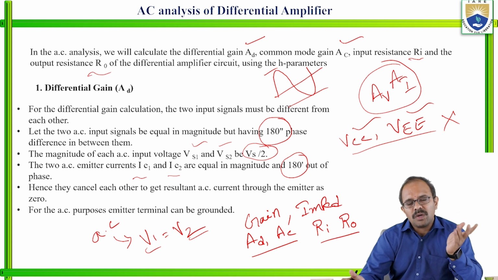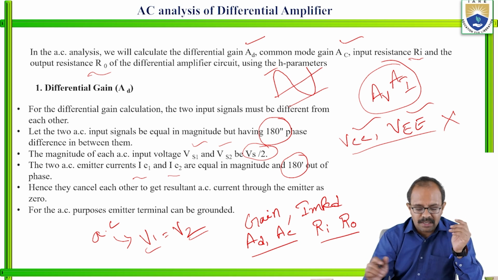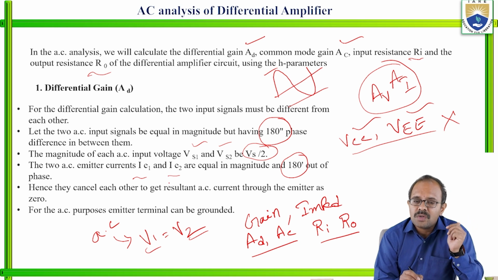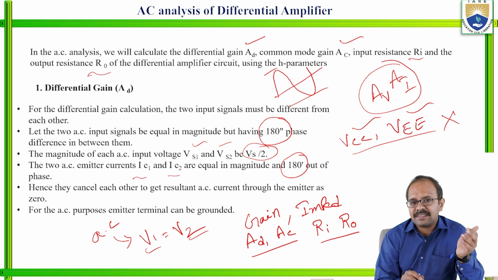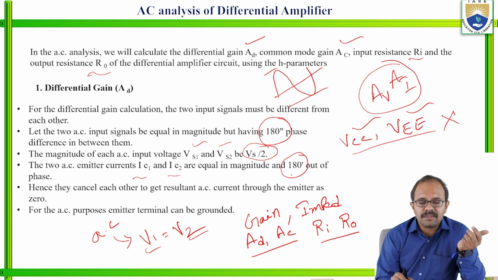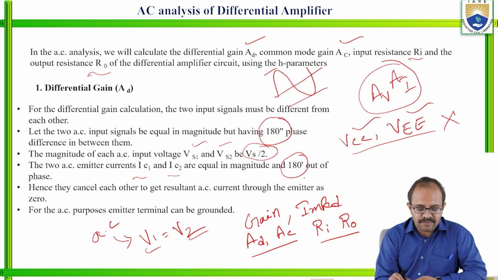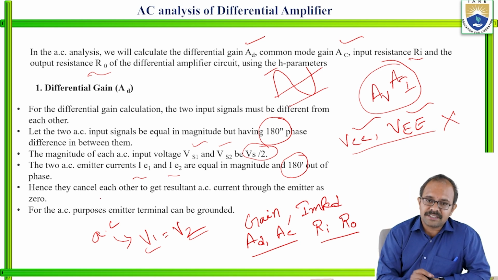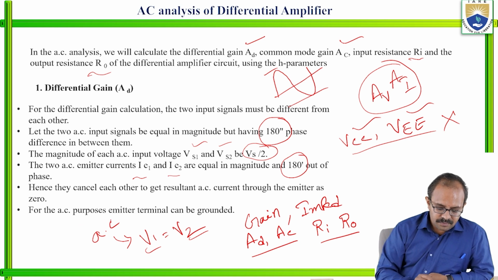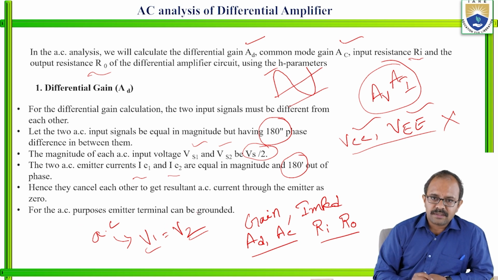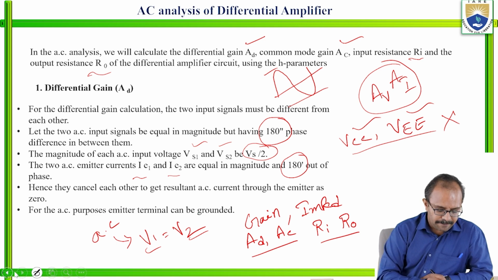Even if you say Vs1, Vs2 or V1, V2, and now it is going to be IE1 and IE2, that is, if you consider the emitter currents of both the transistors, in terms of magnitude they are equal, but in terms of phase shift, there is a 180-degree phase shift. Hence they cancel each other. Anyway, that is the secondary thing. Now for the AC purpose, the emitter terminal can be grounded. So that's what we have seen.